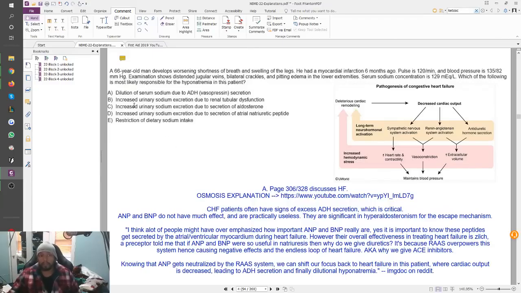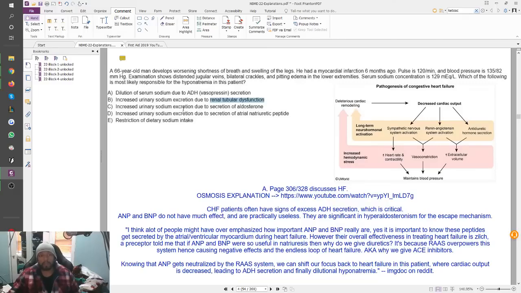Let's take a look at all our answer choices now. A, dilution of serum sodium due to ADH secretion. This makes some sense, and there is ADH activity as well, but it doesn't seem like the best answer choice because that's not what we're looking for. B, increased urinary sodium excretion due to renal tubular dysfunction. You would not have renal tubular dysfunction. There's no reason for that. They didn't give us the fact that this patient has renal disease, nor did they tell you creatinine or anything like that, so B is wrong.